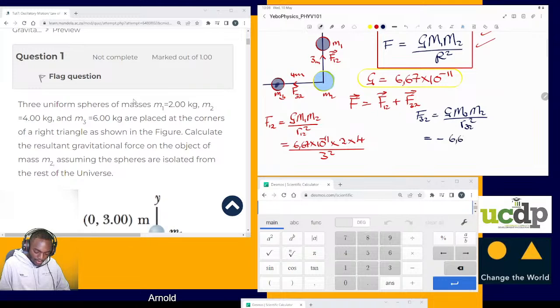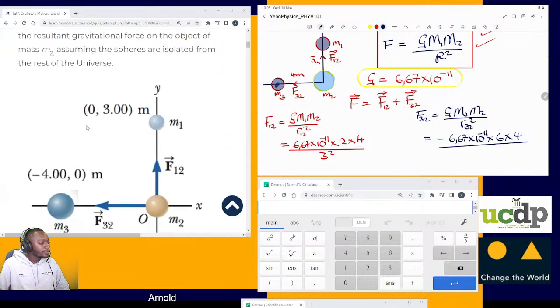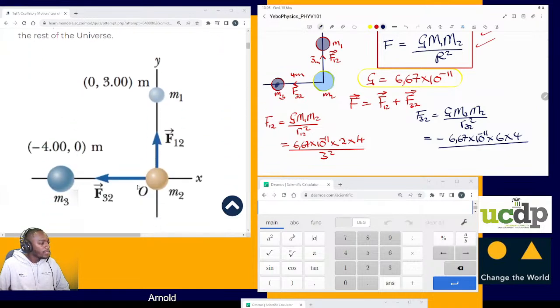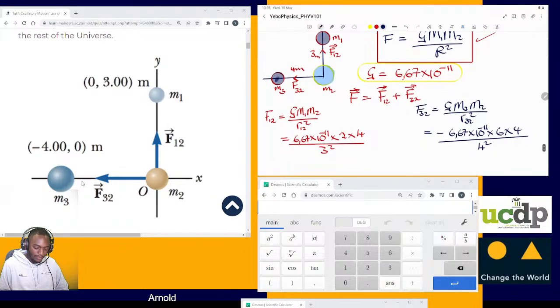then the constant 6.67 times 10 to the negative 11 times M3. M3 is 6 kilograms and M2 is 4 kilograms. In this case, the distance of separation is 4 meters, because M2 is at the origin and M3 is at an x coordinate, which is -4. So the distance of separation will be 4, like that.